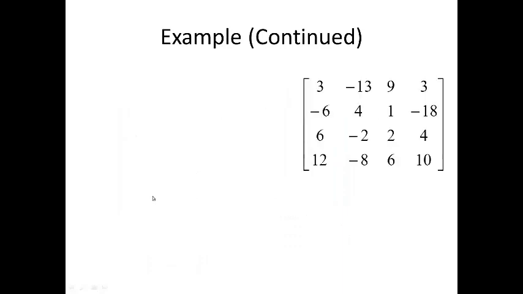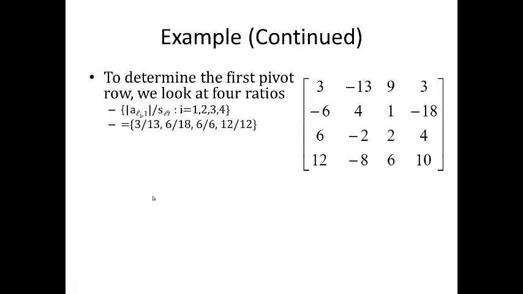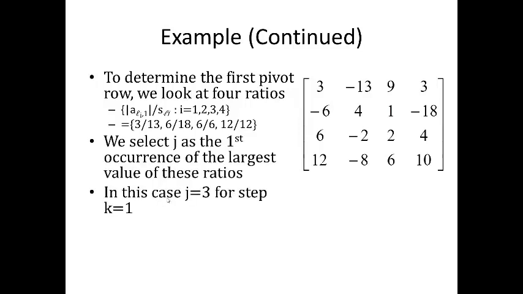So here again is our matrix. To determine the first pivot row, we look at 4 ratios. And the ratios here are 3/13, 6/18, 6/6, and 12/12. Again, we calculate those from our scale vector and the entry in the first column. We select J as the first occurrence of the largest value of these ratios. So, in this case, J is equal to 3, that's the 6/6, for step K equals 1.